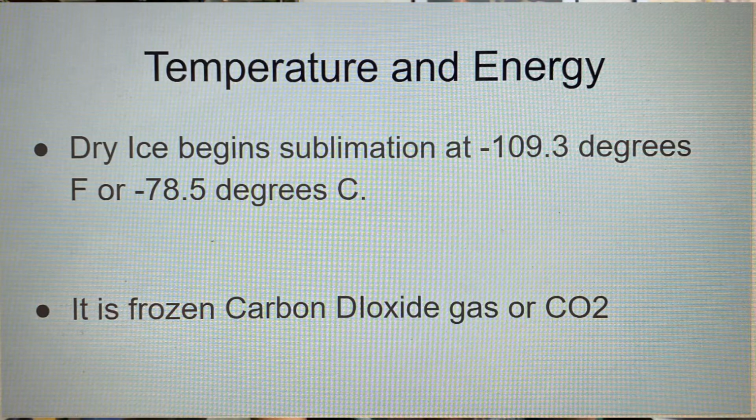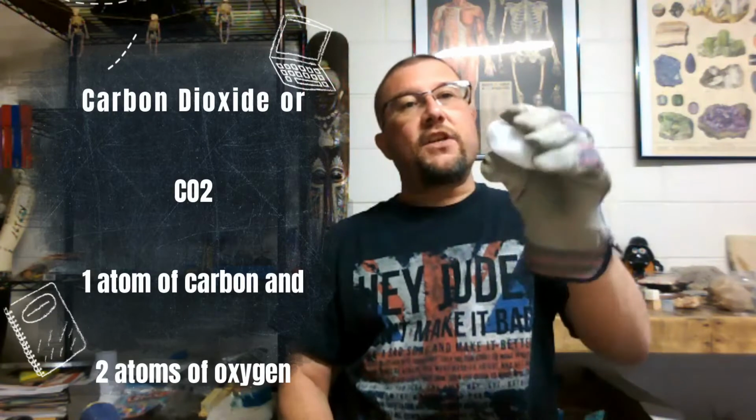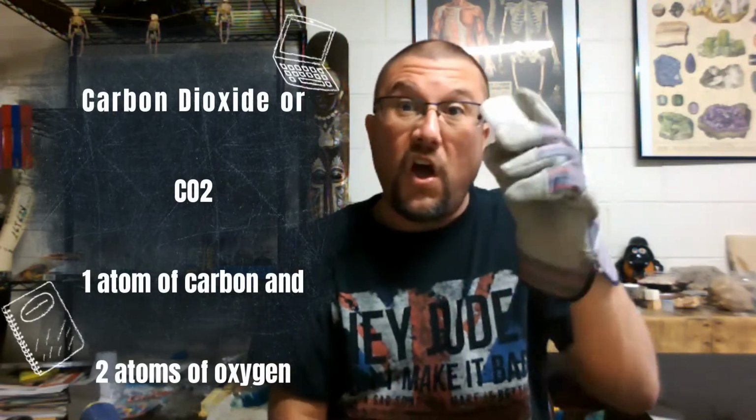Now, the reason dry ice sublimates has to do with the temperature and the energy inside of dry ice. So, dry ice sublimates or freezes at minus 109.3 degrees Fahrenheit or 78.5 degrees Celsius. That is wicked cold. It's pure carbon dioxide. And it's carbon dioxide gas that's been pressurized and made so cold, 109.3 degrees below zero, that it's a solid. Carbon dioxide in its natural form is a gas. It wants to be a gas at room temperature. Inside the classroom here, it's probably 70 degrees. This dry ice is minus 109 degrees, which means it's almost 180 degrees colder than the air around it.